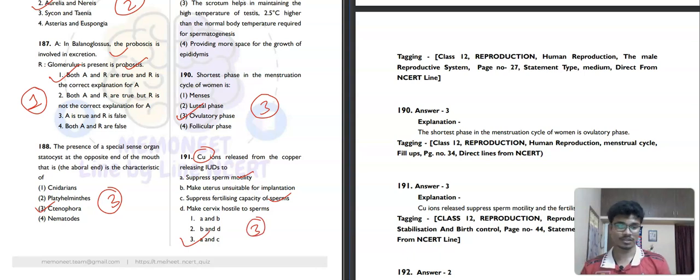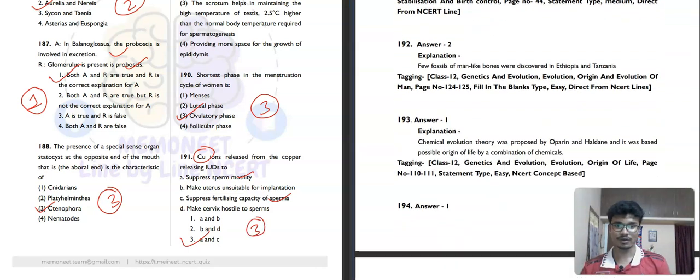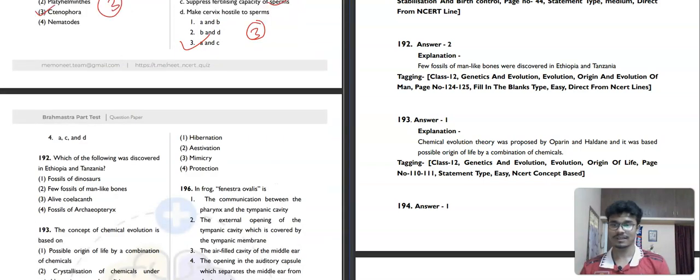Moving to the next question, that is question number 192. It is saying, which of the following was discovered in Ethiopia and Tanzania? Fossils of dinosaur, few fossils of man-like bones, alive coelacanth, or fossils of Archaeopteryx. So what was discovered in Ethiopia and Tanzania? Few fossils of man-like bones. So the second option is our correct answer.